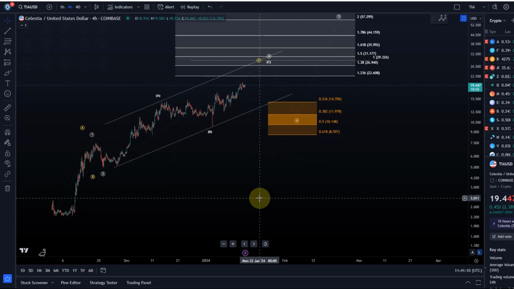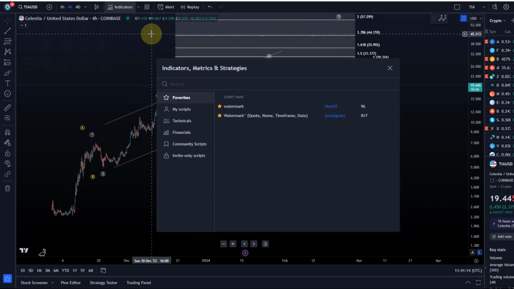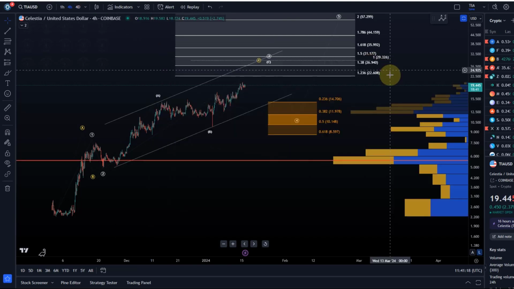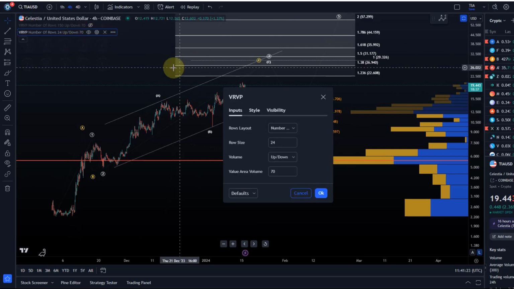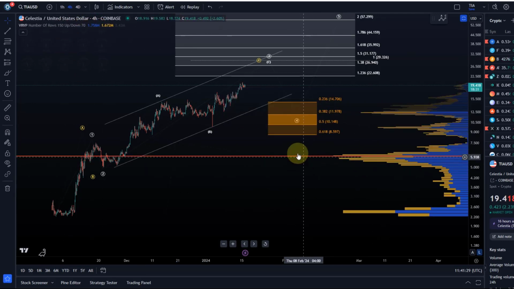In addition to that, we could look at the VRVP volume profiles. They can be quite helpful. But first of all, let's add that to the chart. And then we can also take a look at the price action. Oh, I actually have the VRVP already here on the chart. So we can see, first of all, I just want to highlight relevant clusters of support.